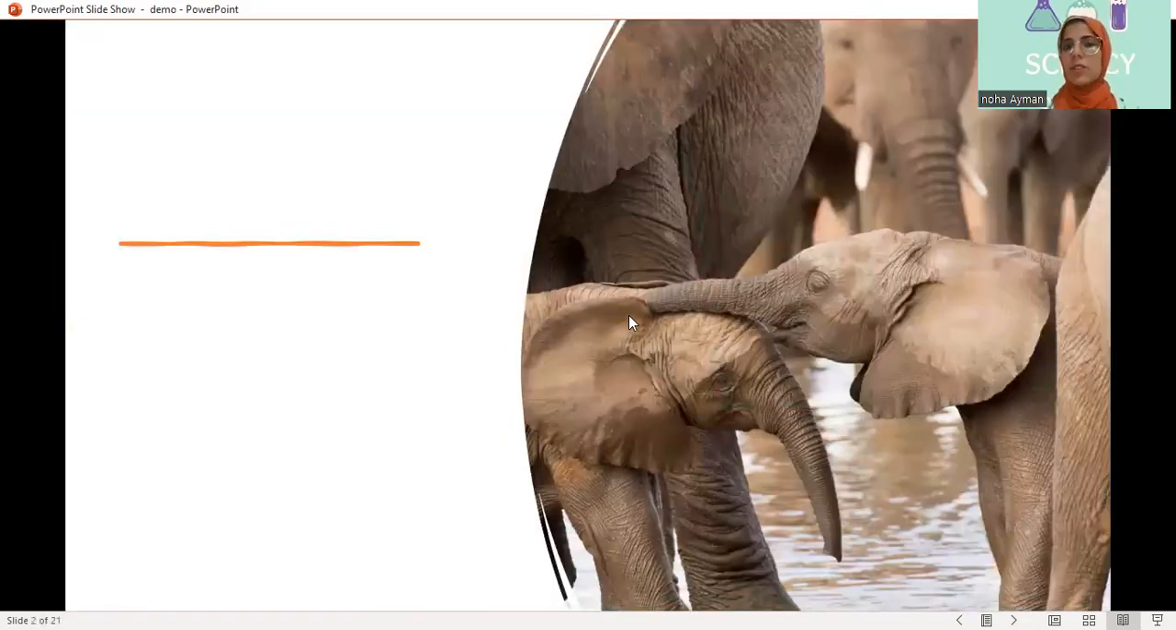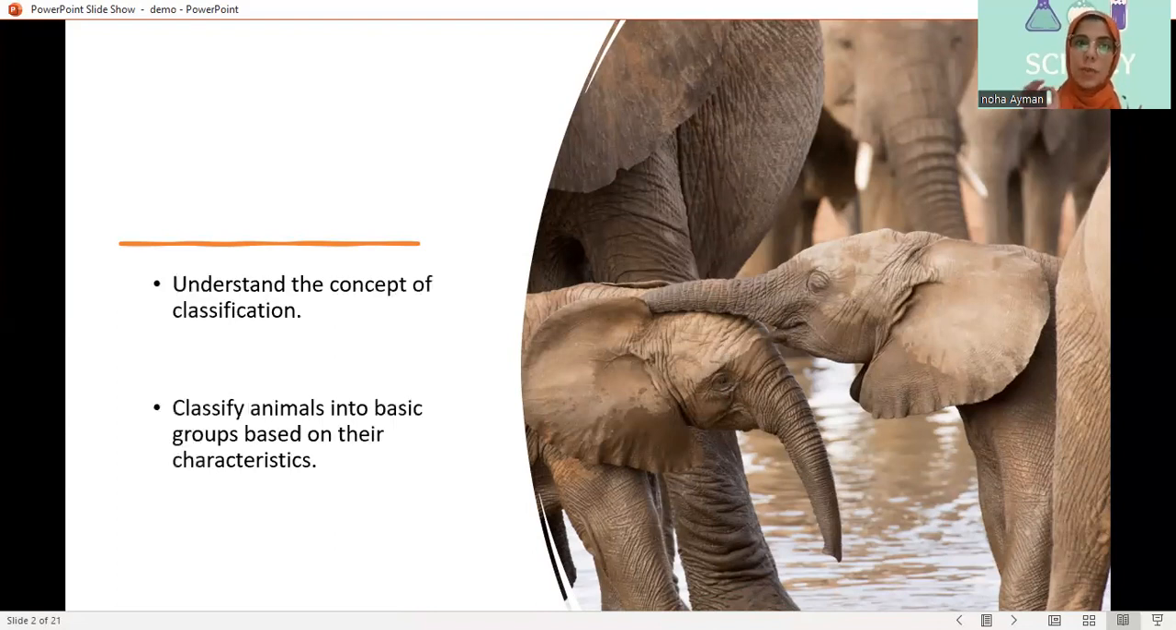So today we are going to talk about, as you can see, elephant? Not only elephant. Well, we are going to talk about animals. And to be specific, we are going to understand this concept of classification and what the meaning of the word classification is. And also we will classify animals into their basic groups according to their characteristics and types.